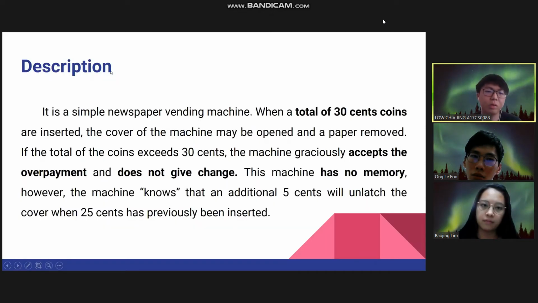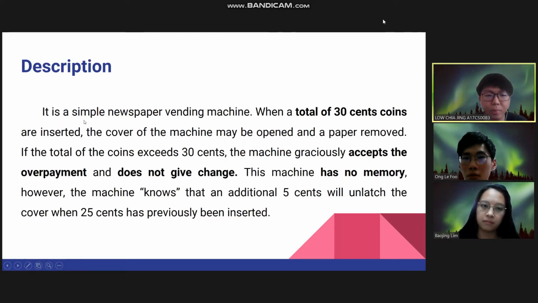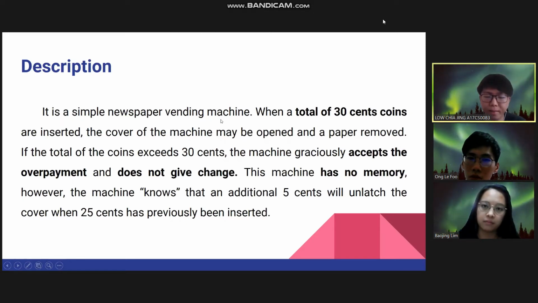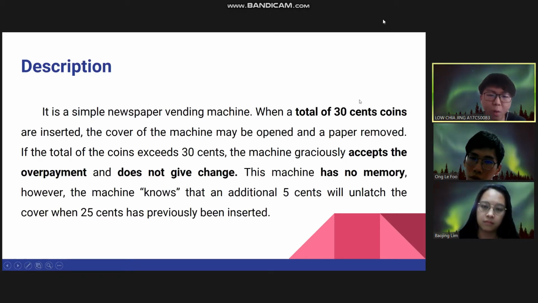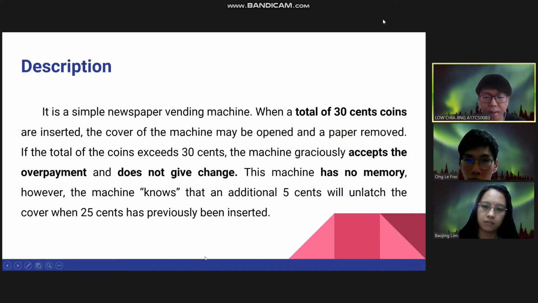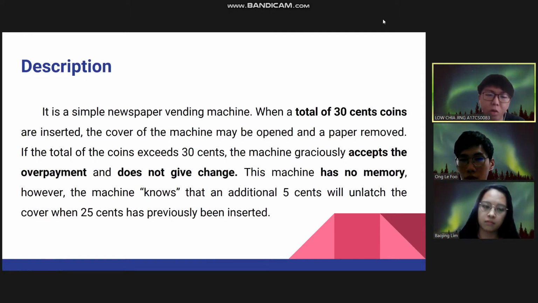For the description, the example is a simple newspaper vending machine. When a total of 30-cent coins are inserted, the cover of the machine will open and a newspaper will be removed. However, if the total of the coins exceeds 30 cents, the machine will accept the overpayment and does not give change to the customer. The machine has memory, so it knows that an additional 5 cents will unlatch the cover when 25 cents have previously been inserted.